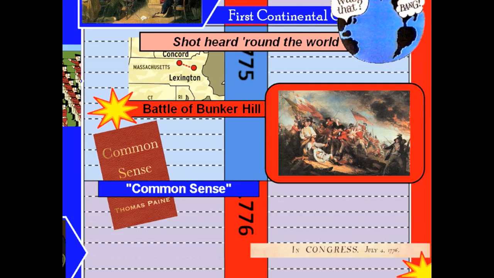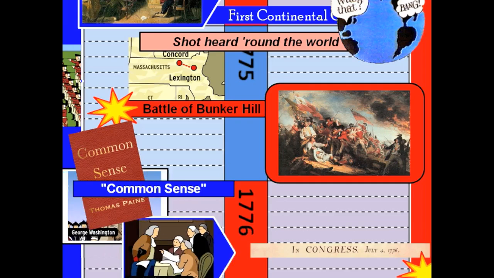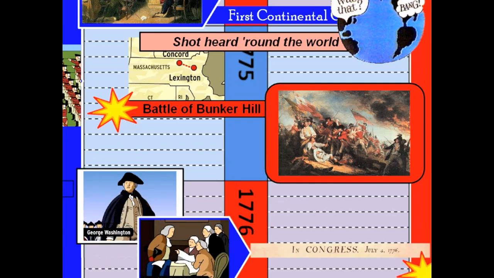And in that pamphlet, he does almost more than anything else to persuade people that this is a war for independence. And then at the Second Continental Congress, they vote to have George Washington take command of the Continental Army, and they agree they're going to write a declaration. And we'll continue that with lesson 3B.